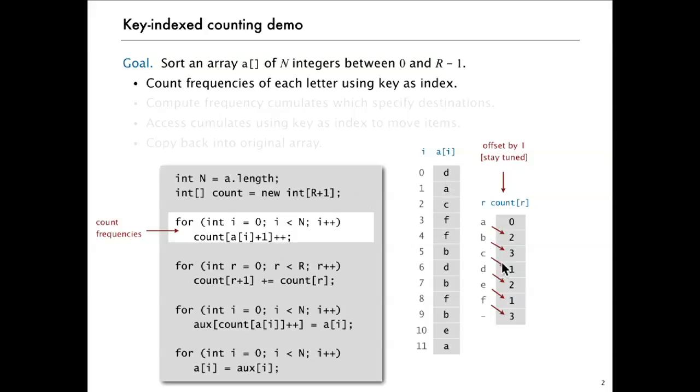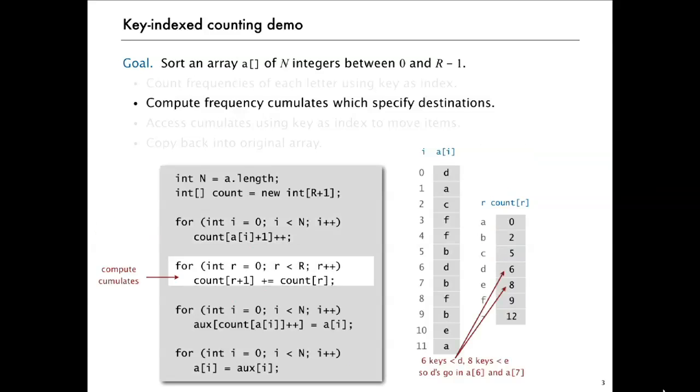So in this case, we increment count corresponding to D, and then A and C, and like that. So every time we encounter a new key, we simply increment one of these counters. In one pass through, we get an array that gives us the number of A's, B's, C's, D's, E's, and F's. That's the first pass of key index counting. Count the frequencies of each letter using the key as an index.